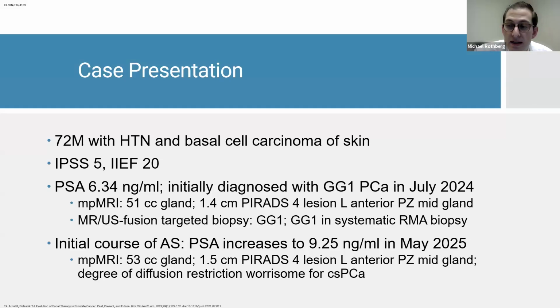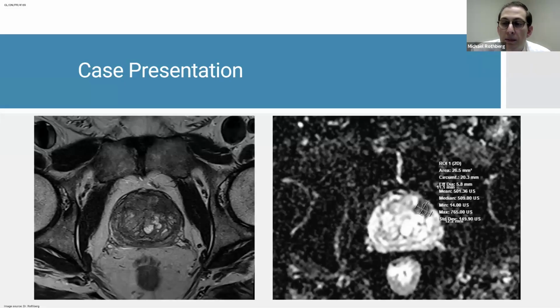Over the course of the next year, his PSA rose from 6.3 to 9.2, and repeat MRI showed increasing diffusion restriction in the same anterior PIRADS 4 lesion. These here are representative screenshots from his multiparametric MRI. We have T2 weighted imaging on the left and the ADC map on the right. Both show the index lesion of concern at the left anterior transition zone at the midgland.